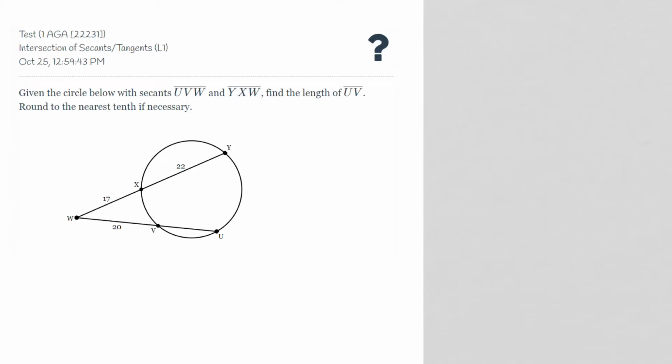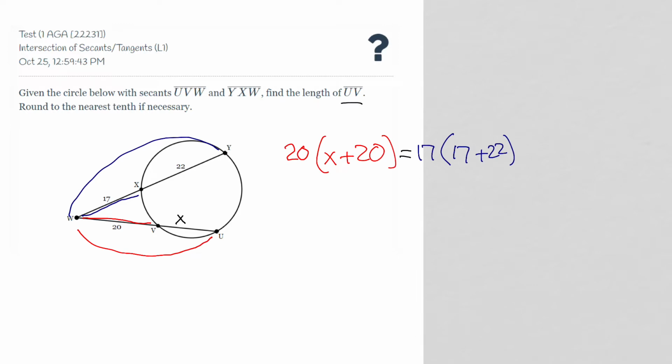Intersection of secants and tangents, level 1. In this problem, we want to find the length of UV. I will use the variable x to determine that length. So the length of the exterior secant segment, 20, times the whole length is equal to 17 times its whole length.